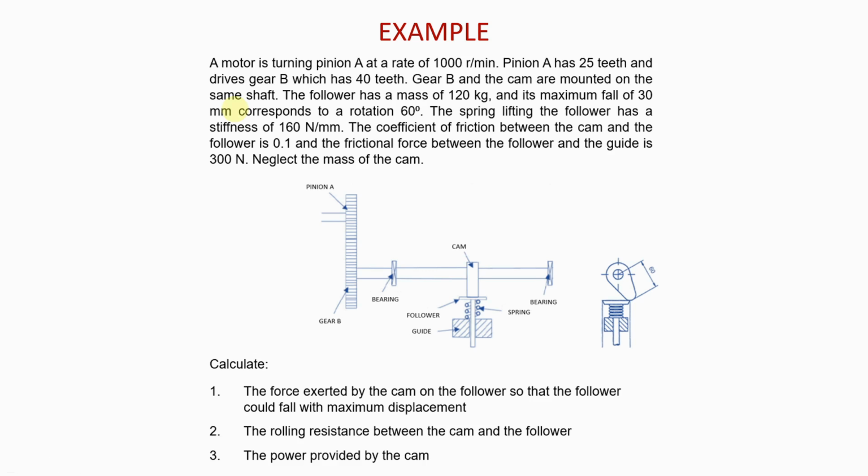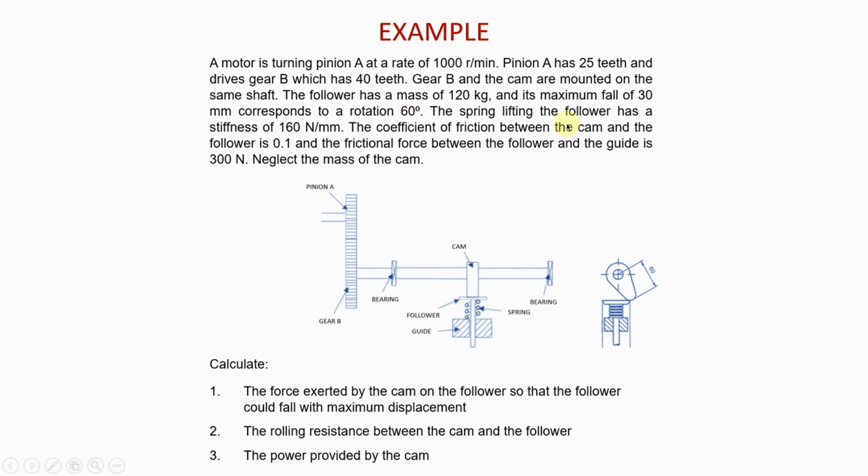I say it again, if you do not know what is a fall, if you do not understand how the rotation of a cam can affect the displacement of a follower and cause it to fall by a certain distance, you need to go and watch the previous video. Here I am just assuming that you already know and understand all of these things. So the question says a maximum fall of 30 millimeters of the follower corresponds to a rotation of 60 degrees of the cam. Now the spring lifting the follower, this is the spring here.